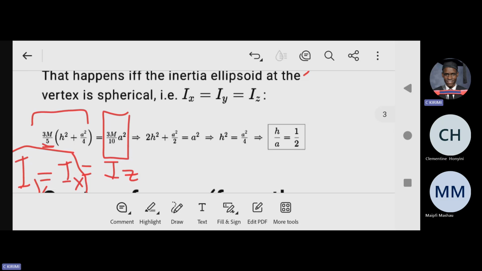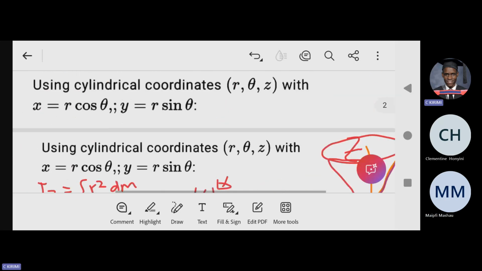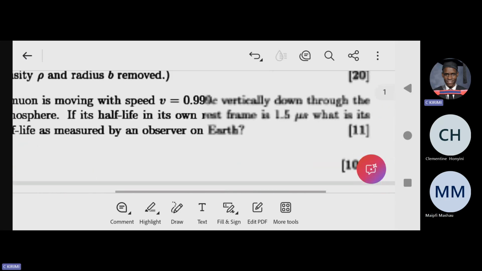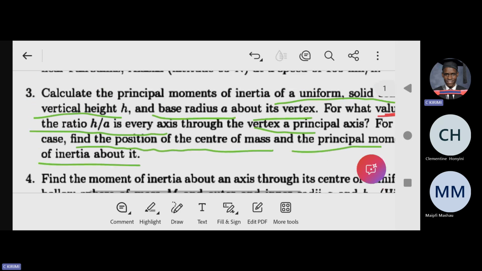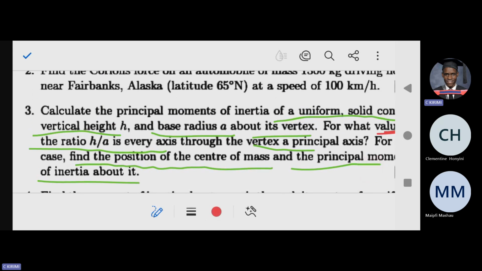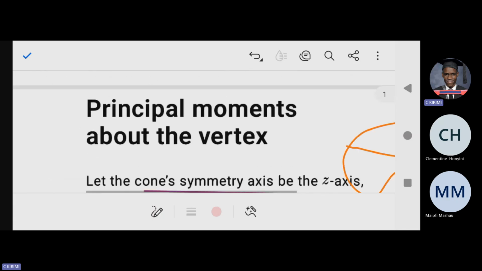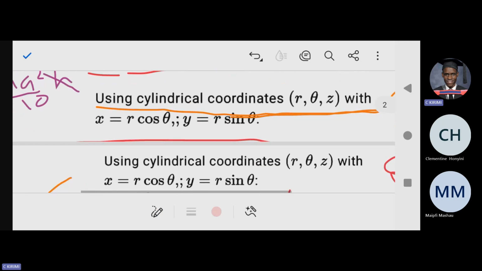We are getting rid of the common factors, our m, and since we were interested in the ratio, what value of that ratio, A over H? Remember, our question is asking us, what is the value of that A over H when it is a principal axis? What ratio A over H makes every axis through the vertex a principal axis? So we are no longer interested in the m. We are only interested in H over A. What is H over A? So let's get rid of other values which we are not interested in.